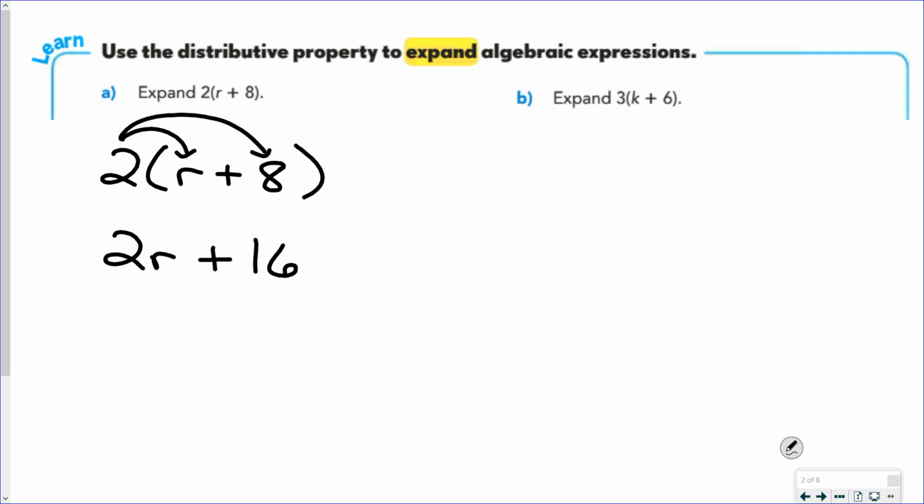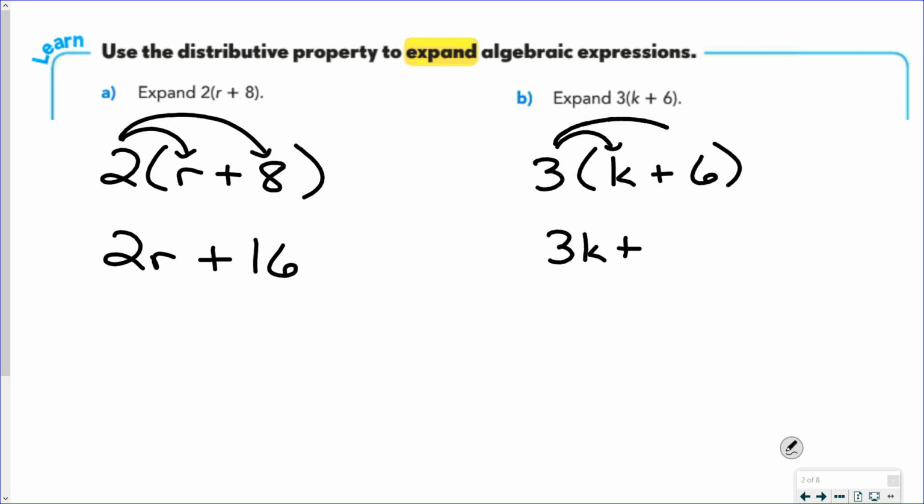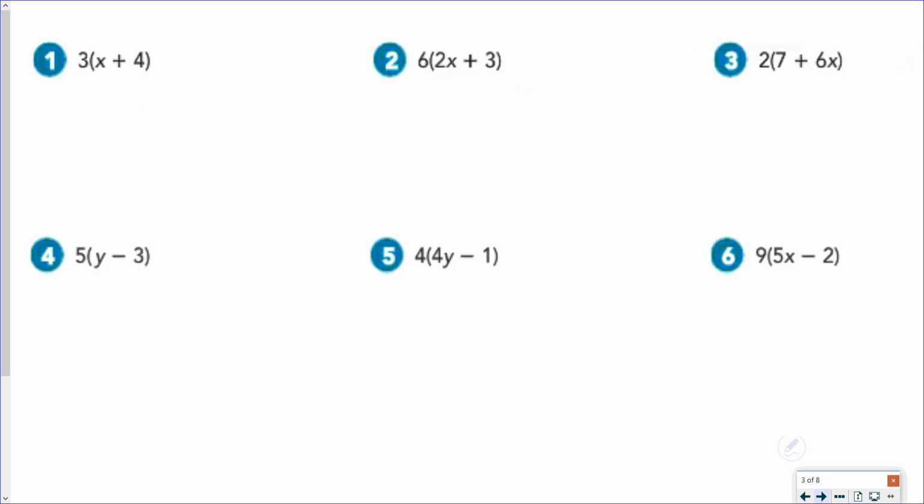So for part B here, expand 3 times the quantity k plus 6. Again, I'm just going to rewrite this a little bit larger. And we're going to use our distributive property, so we're going to multiply everything inside the parentheses by 3. So we'll start with 3 times k, which is 3k. We're still adding. And then we're going to take 3 times 6, which is 18. So for our other examples here, 3 times x is 3x, 3 times 4 is 12.